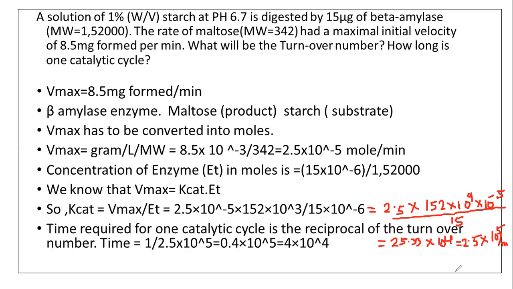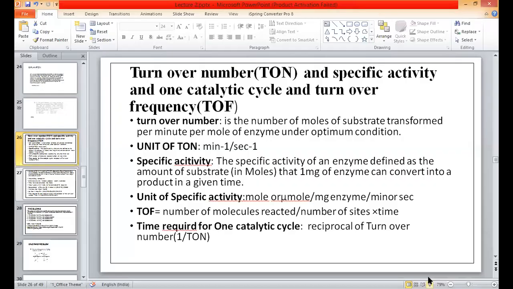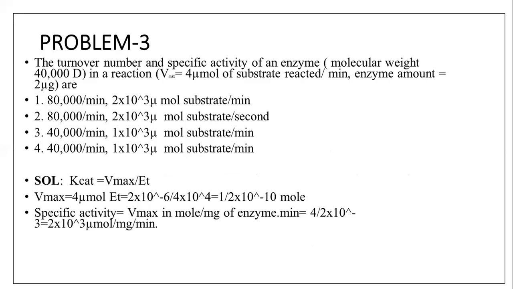So one catalytic cycle, the time required for one catalytic cycle, is 1 by turnover number. So 1 by turnover number, where 2.5 into 10 to the power 5 is the turnover number, so 0.4 into 10 to the power 5. So 4 into 10 to the power 4 will be the answer. So now the turnover number and specific activity of an enzyme.